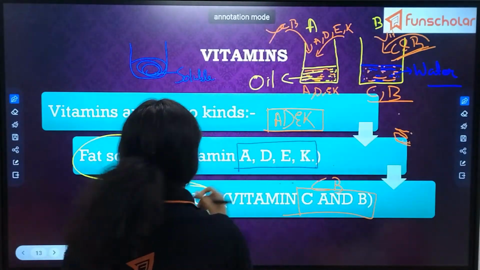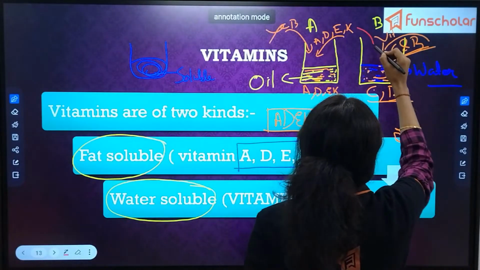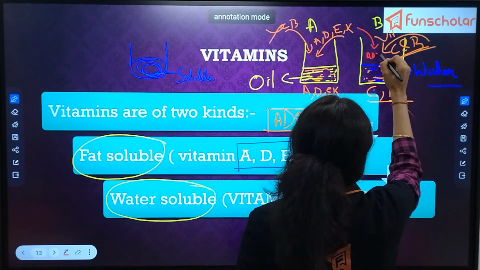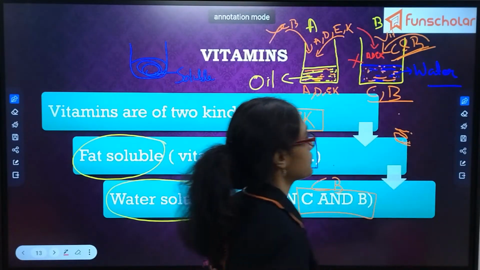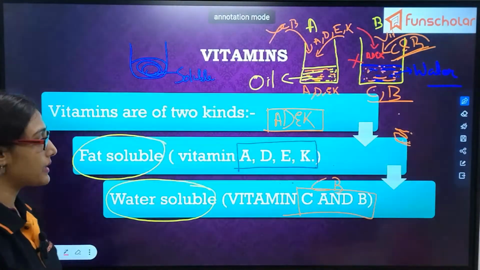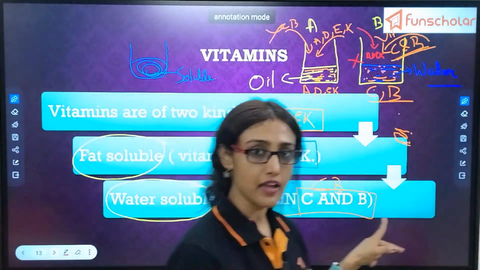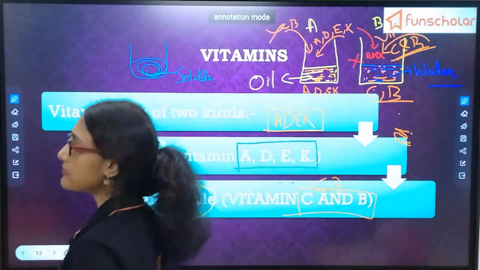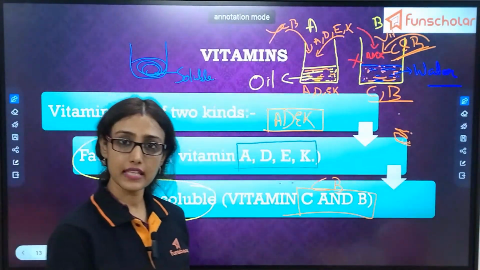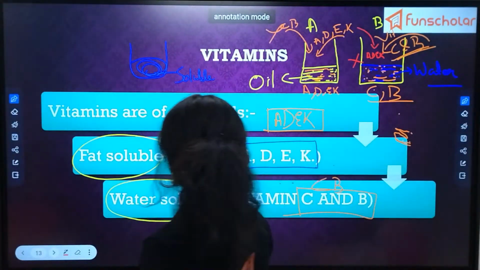No, they won't. Now if I add ADEK over here, will it get dissolved? No, it won't. So, fat soluble vitamins are ADEK. What is ADEK? Vitamin A, vitamin D, vitamin E and vitamin K. And what are the two vitamins that remain? Vitamin C and vitamin B, which are soluble in water.